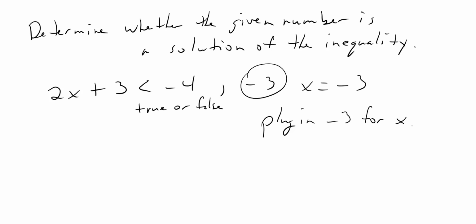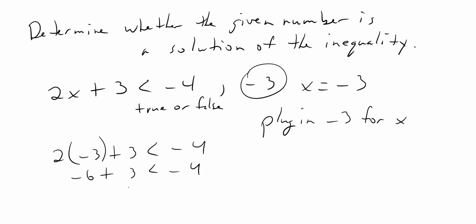Okay, so let's do that. 2 times negative 3 plus 3 is less than negative 4. So simplified, 2 times negative 3 is negative 6. And then negative 6 plus 3 is negative 3, is less than negative 4. Is that true? No, negative 3 is actually greater than negative 4, right? It's less negative. Negative 4 is, it should be pointing to the negative 4.